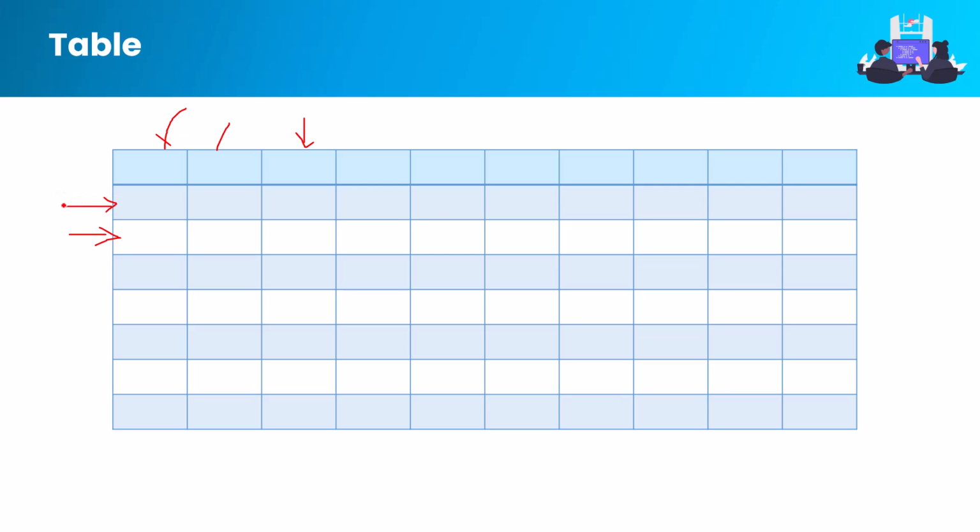One question may arise: if I want to uniquely identify a particular row, what is the process that we need to follow? To uniquely identify a particular row inside a table, we have a primary key. A key means a column that will uniquely identify one particular row. That column is called a primary key.